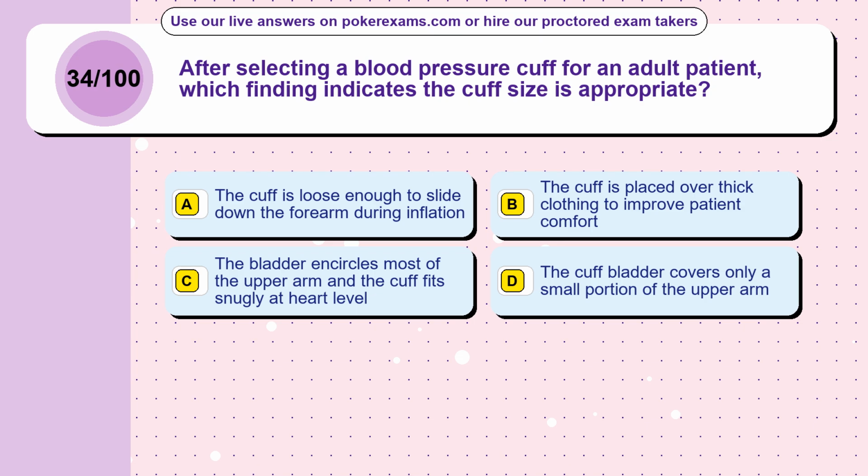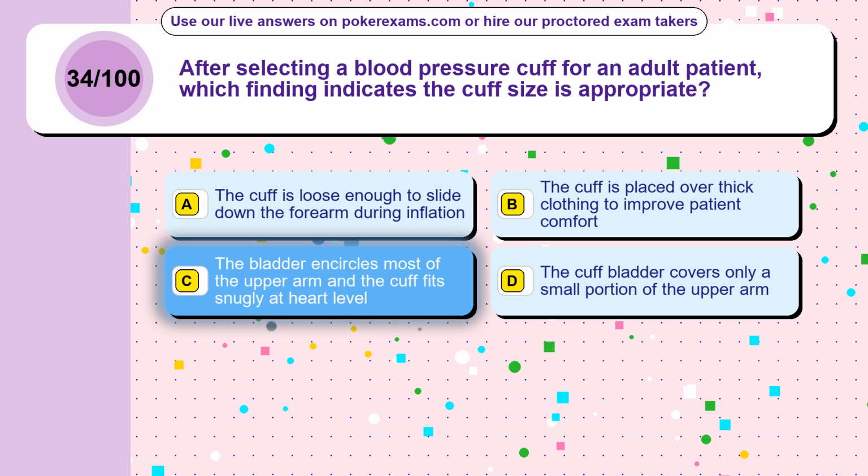Option B, the cuff is placed over thick clothing to improve patient comfort. Option C, the bladder encircles most of the upper arm and the cuff fits snugly at heart level. Option D, the cuff bladder covers only a small portion of the upper arm. The correct answer is option C, the bladder encircles most of the upper arm and the cuff fits snugly at heart level.